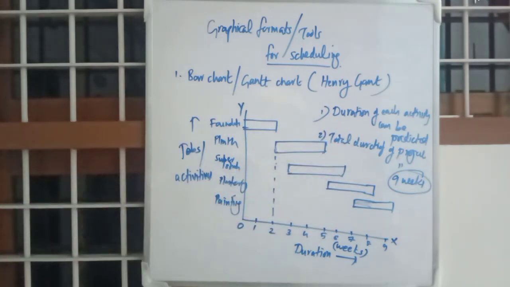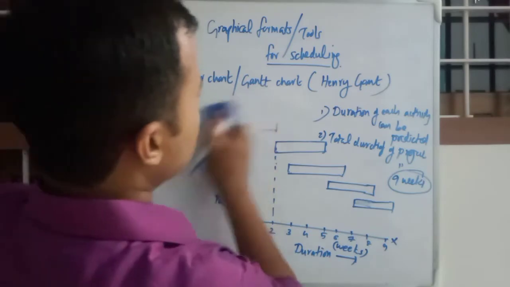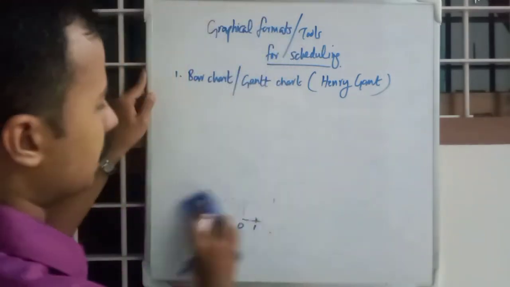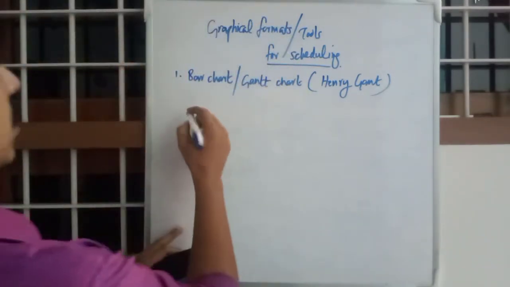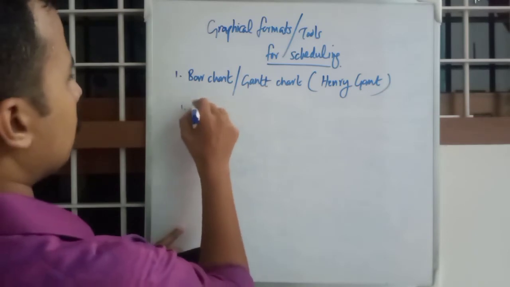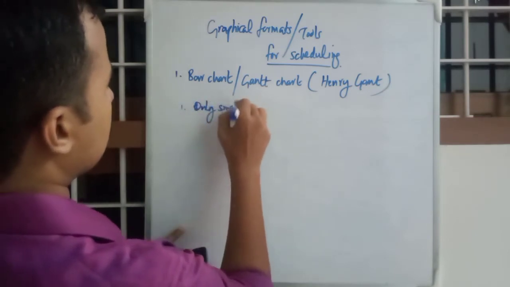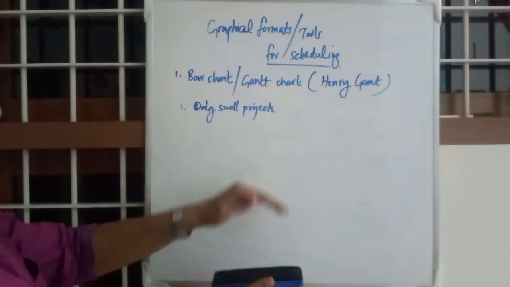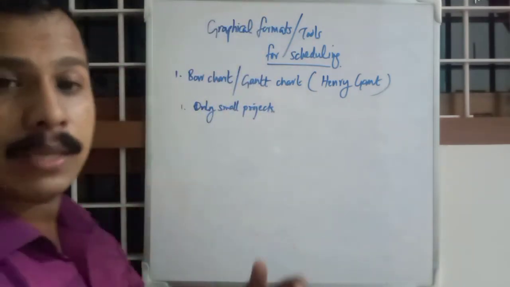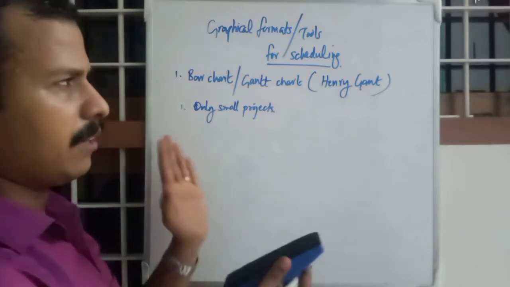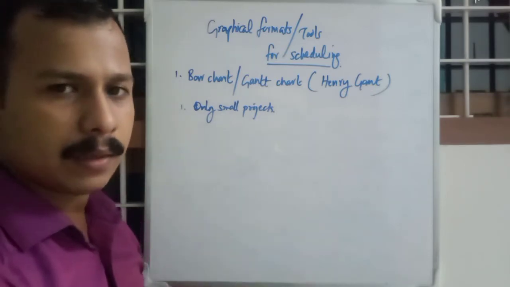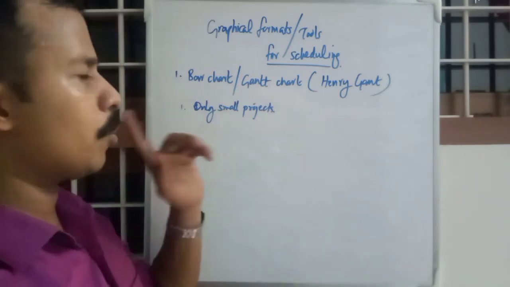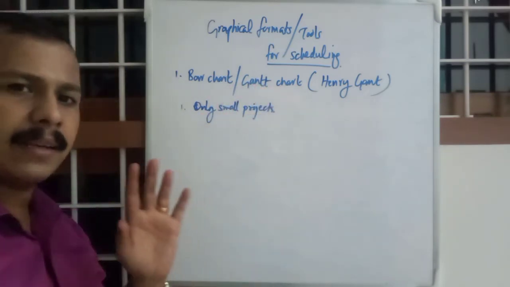Okay, and these two are the main advantages. Talking about disadvantages, first: only small projects. We can use a Gantt chart for only small projects. For larger projects, the y-axis will be too high and the number of activities will be very high, so it will be difficult to understand, to draw and to edit. So normally we use Gantt charts for simpler and small projects only.